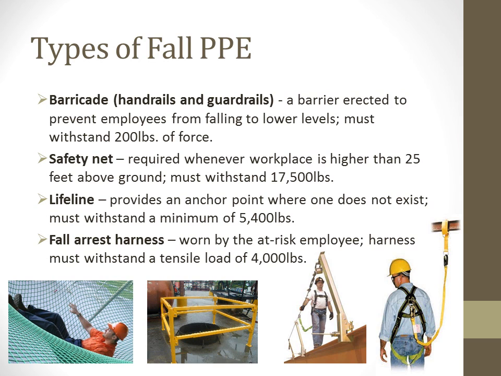In order to protect you from a potential fall, barricades such as handrails and guardrails must be able to withstand at least 200 pounds of force when applied in any direction. When working over 25 feet, a safety net may be required, and that safety net must be able to withstand 17,500 pounds of force. Where suitable anchor points may not exist, a lifeline can typically be installed and must be able to support at least 5,400 pounds of force.